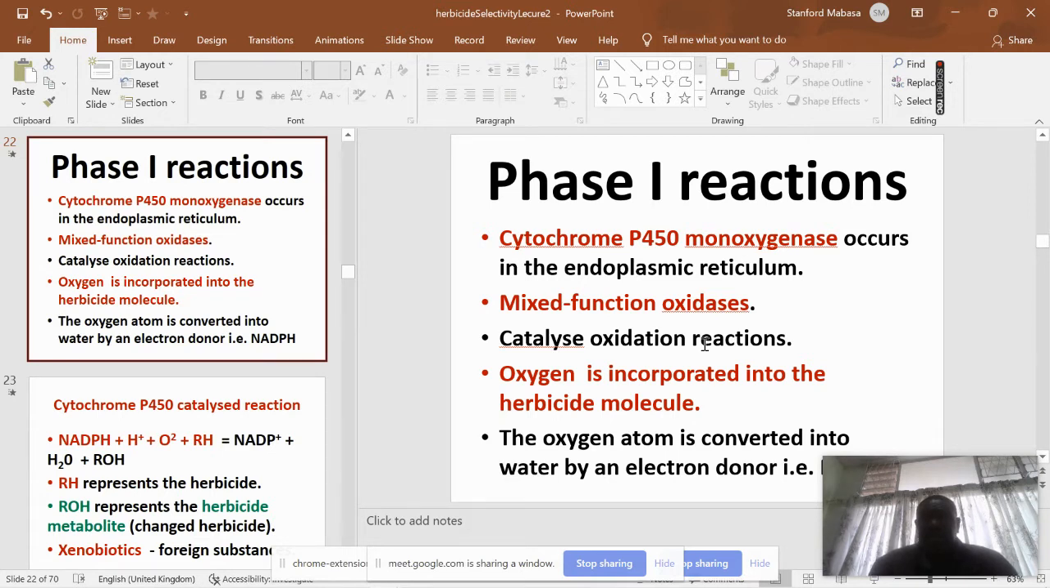Now they catalyze oxidation reactions. Oxygen is incorporated into the herbicide molecule. This is the beginning of the process to destroy herbicides which enter the plant. So oxygen is used to sort of burn the herbicides. The oxygen atom is converted into water and electron donor.